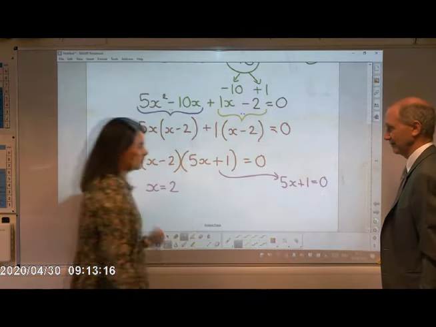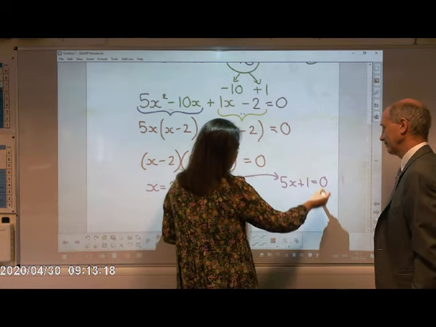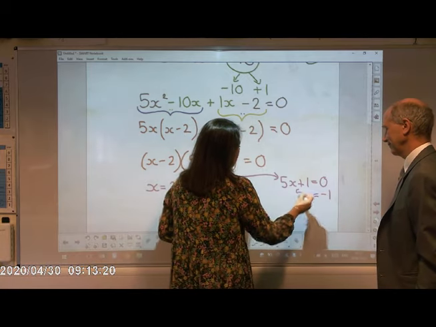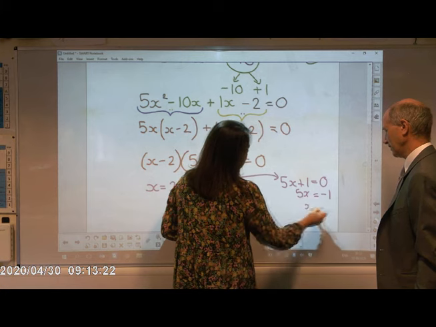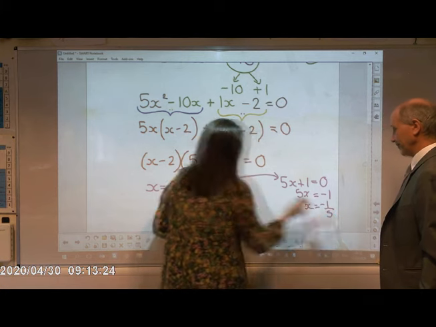I want that to equal 0. I'm going to minus 1 from both sides, and I'm going to divide by 5. So I'm going to get minus 1/5 as my answer.